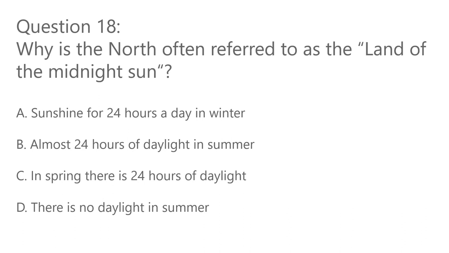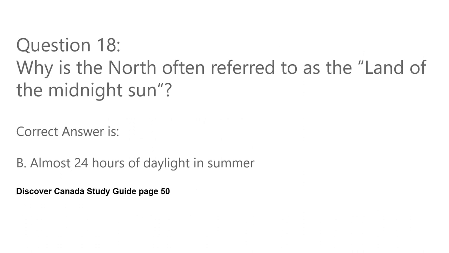Question 18. Why is the North often referred to as the land of the midnight sun? A, sunshine for 24 hours a day in winter. B, almost 24 hours of daylight in summer. C, in spring there is 24 hours of daylight. D, there is no daylight in summer. Correct answer is B, almost 24 hours of daylight in summer. Discover Canada Study Guide, page 50.